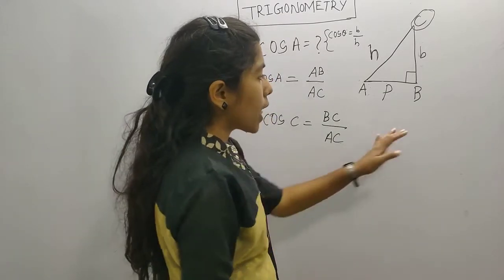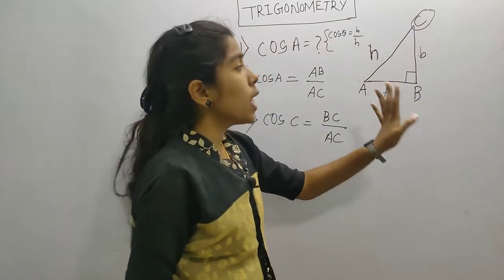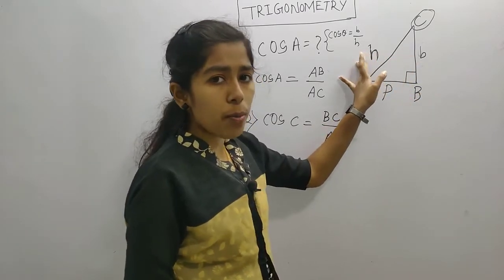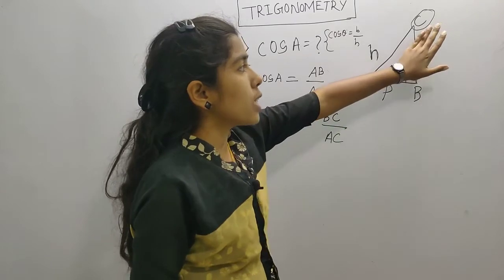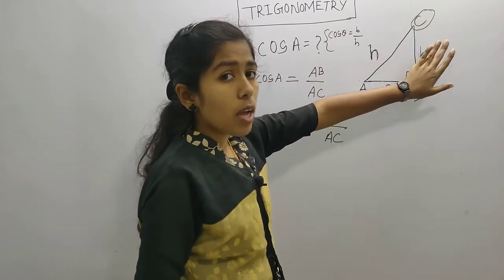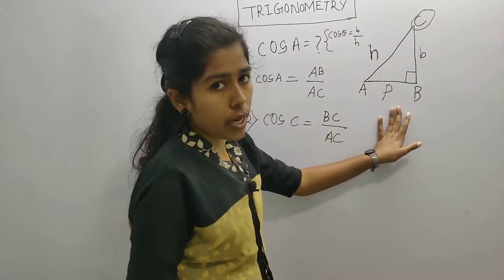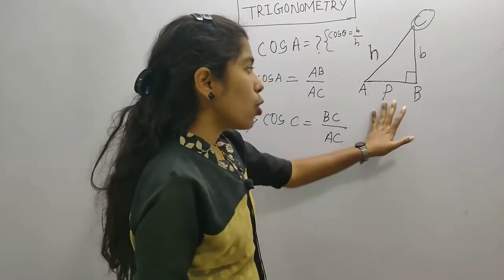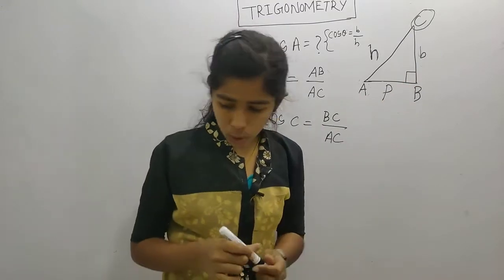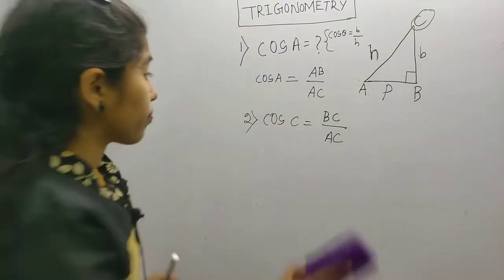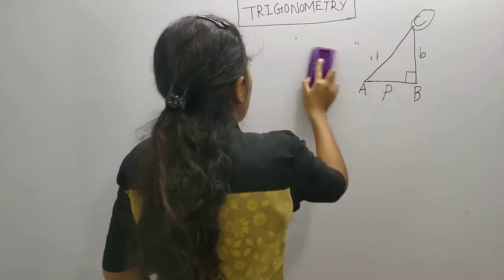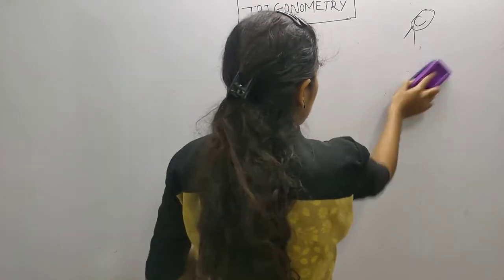Like this, if a triangle is given in your question, then try to find out like this. There is no problem with the hypotenuse. You only have to see the angles and the base and perpendicular. Their places you have to identify properly, then there is no question of any mistake. Okay, then over. Next, move to the next part.